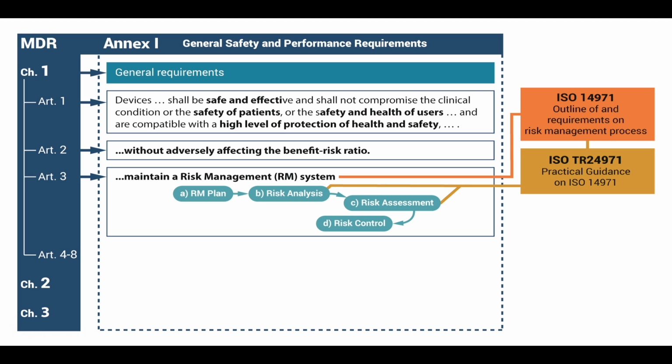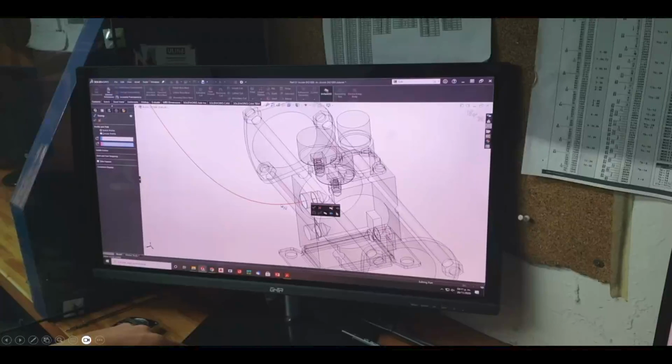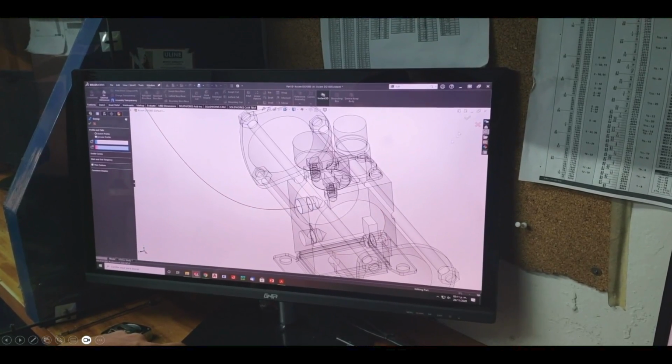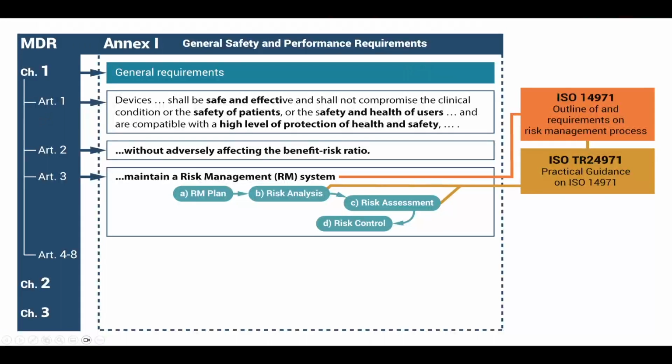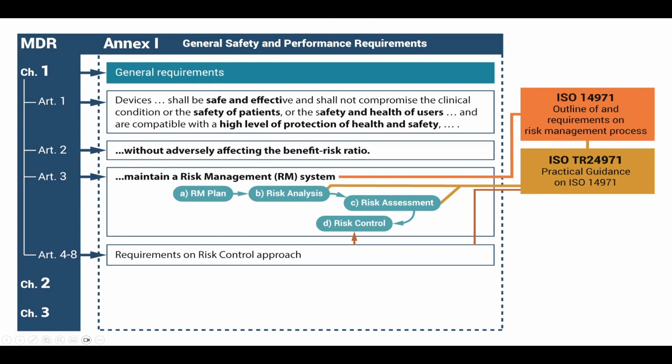After having listed all risks and their estimated severity, it's time to think about how to reduce and control those risks. That is to be done primarily during the design phase of your device. For that, Articles 4 to 8 give some guidelines. Risk control continues after the device is put on the market.